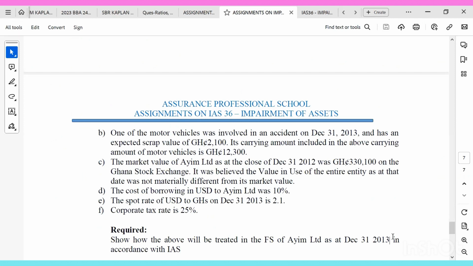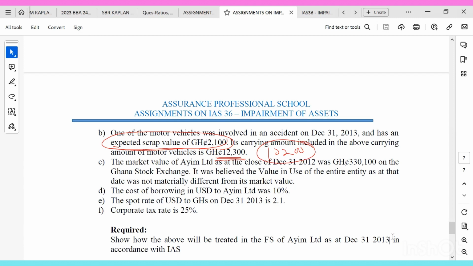Let's come to the next item. One of the motor vehicles was involved in an accident on 31 December 2013 and has an expected scrap value of 2,100. Its carrying amount included in the above carrying amount of motor vehicle is 12,300. So this particular asset has been involved in an accident, and we can now sell it for 2,100. So this is now the net realizable value, but the carrying value is 12,300. So what will be the impairment on this particular motor vehicle? 10,200. Okay, so the impairment of the motor vehicle will be 10,200 for this particular asset.